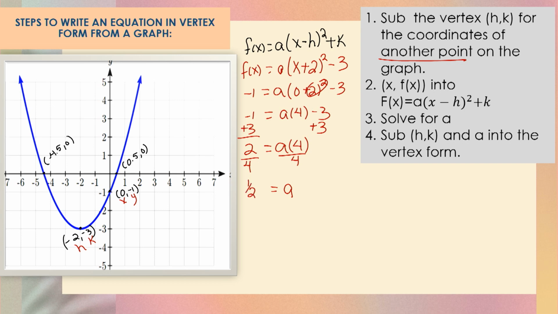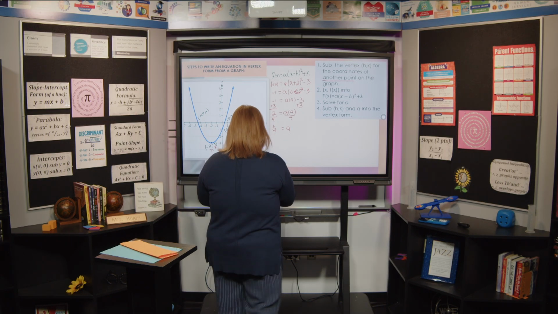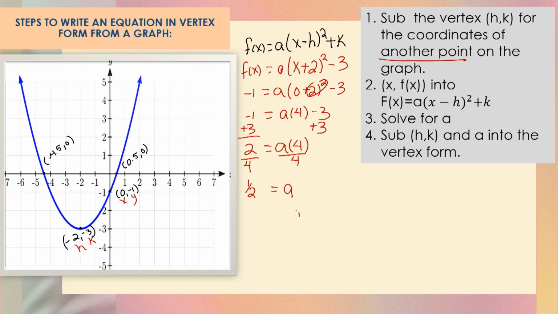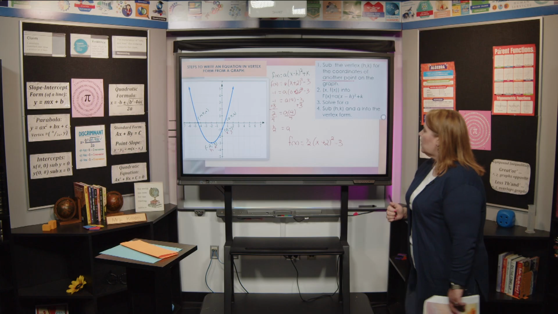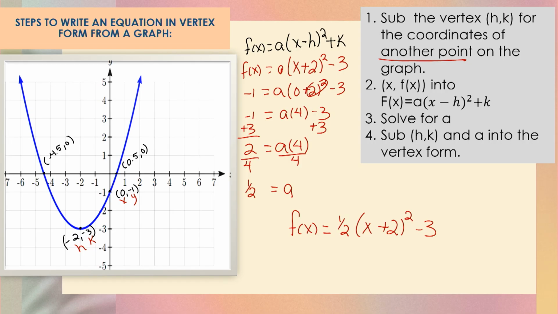All right, so now that we've got our a, let's go back and plug all of the information in. Here we go. So I've got f of x equals 1/2 times x plus 2 squared minus 3. Look what you did. Look what I did. Let's make sure our math works. Let's review our math. Added 3. Negative 1 plus 3 is positive 2. Divided. Got a 1/2 because 2 over 4 is 1/2. Plug that in, and there we go. Good job, guys. Good job.